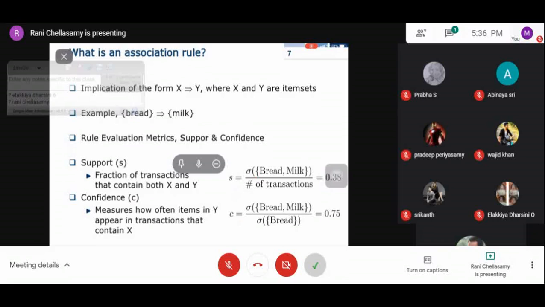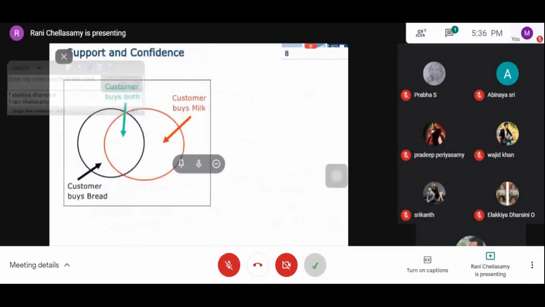And confidence is the support count of bread and milk divided by the support count of bread. So 75% confidence is obtained. So support and count.